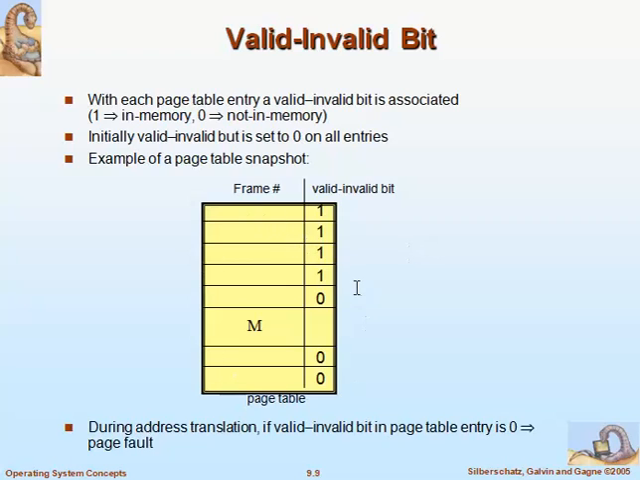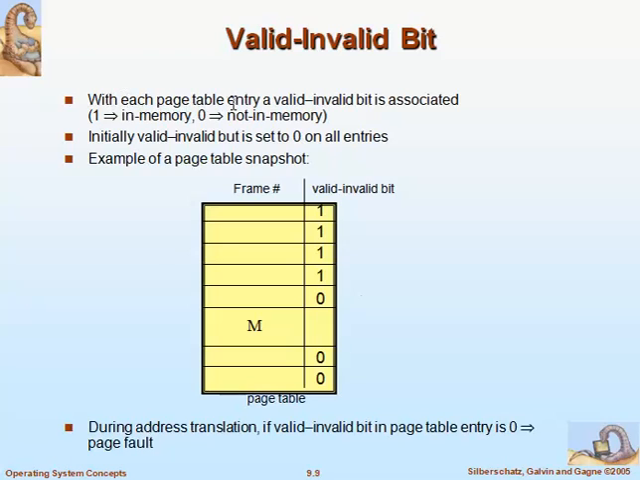In this case, initially, when we start, this table will be loaded with all 0. The valid invalid bit will be loaded with a 0. As and when we get a valid page and frame mapping, we will mark that particular valid invalid bit as 1. So 1 means it is valid, and 0 means it is invalid.